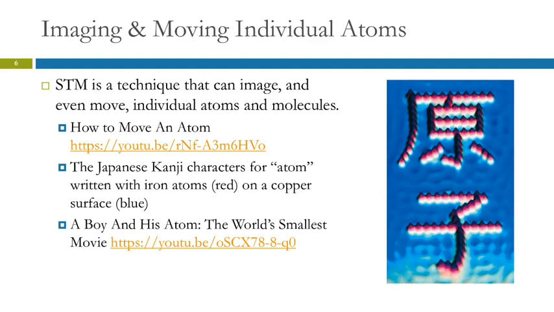Now this is an STM image of atoms spelling out the Japanese kanji characters for atom. The blue are copper atoms, so this is a blue copper surface, and the red is individual iron atoms. So I got a couple of YouTube videos here to show you that illustrate how this works.